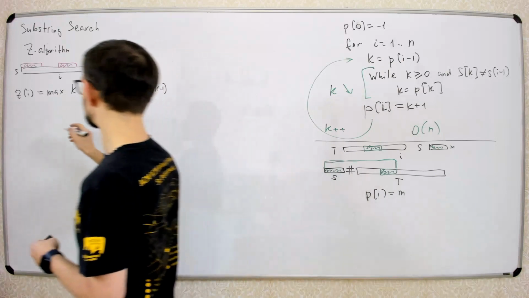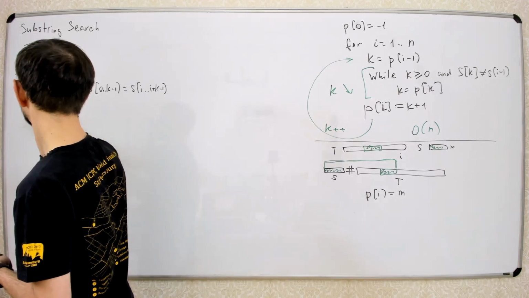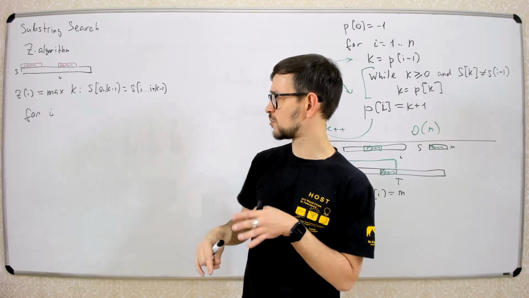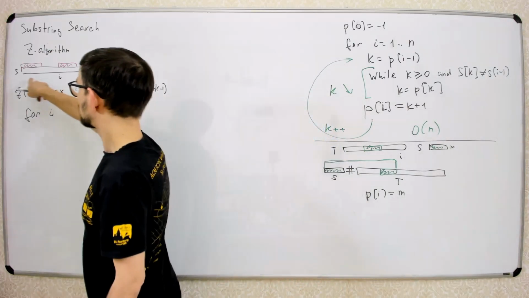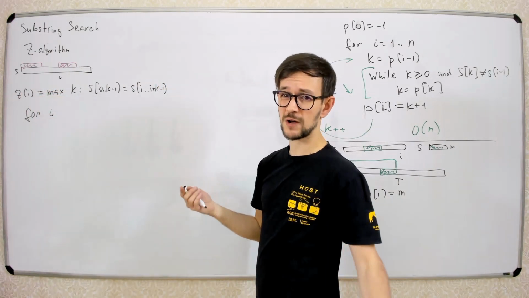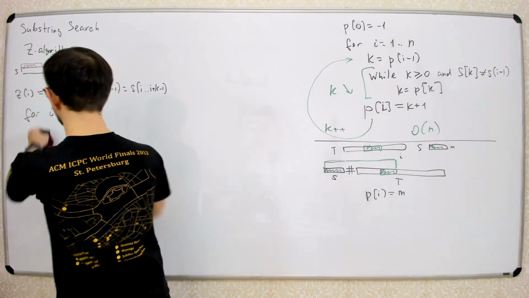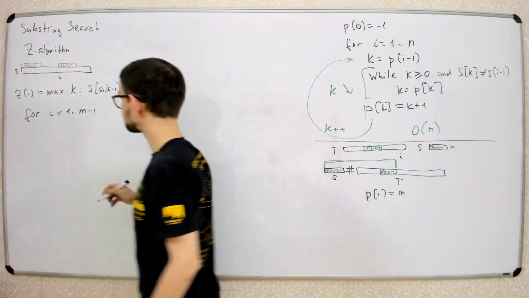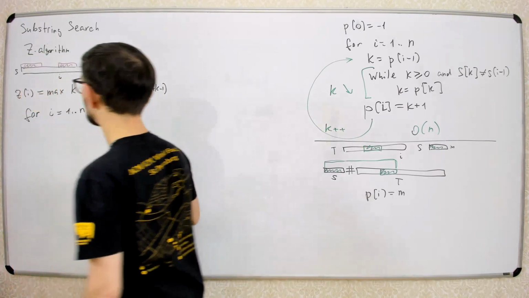Let's do it like this. We'll iterate over all values. Z of 0 is a strange value, so we will never use it. If you start from i equal to 0, by definition it should be equal to n, but it's strange to have the z function of 0. So we'll start from 1: for i from 1 to n minus 1. We don't have a text, so let's use n minus 1.